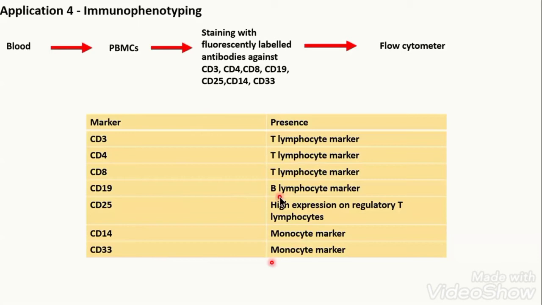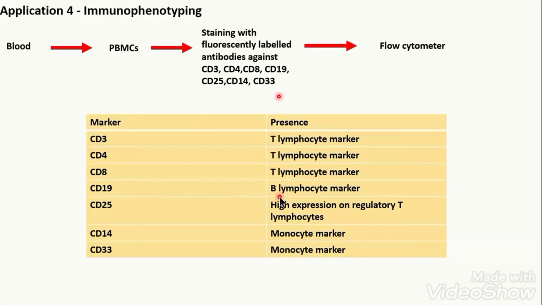Why is the word immunophenotyping being utilized here? By utilizing the antibody, you are phenotyping a particular cell. So nowadays, a cell is not explained by its function, but it is explained by the type of protein present on that particular cell.